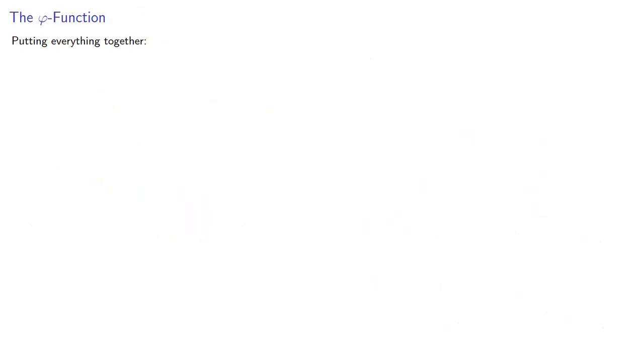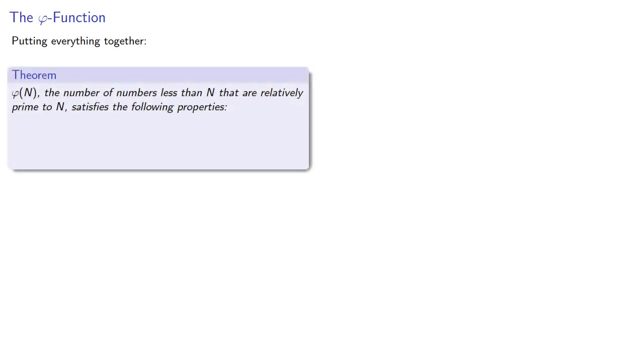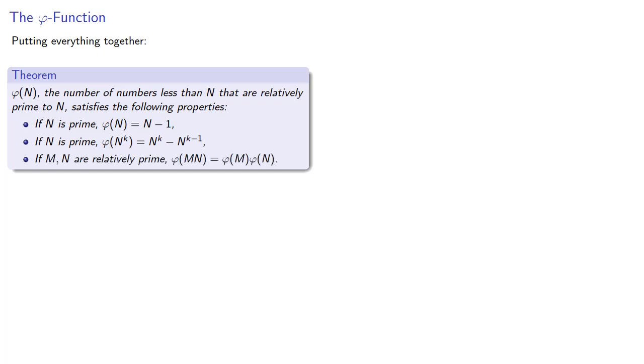And if we put all of these things together, we now know how to calculate phi of any number. Phi of n, the number of numbers less than n that are relatively prime to n, satisfies the following properties. If n is a prime number, phi of n is just n minus 1. Also, phi of a power of n is n to the k minus n to the k minus 1. And if m and n are relatively prime, phi of the product is the product of the phi values.